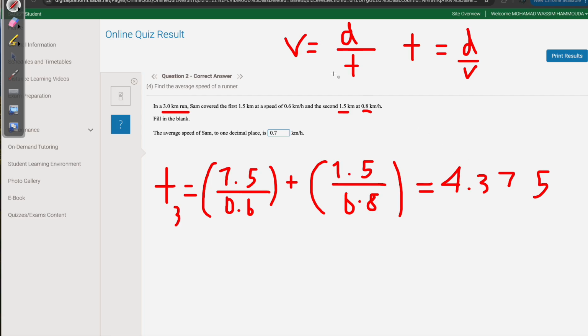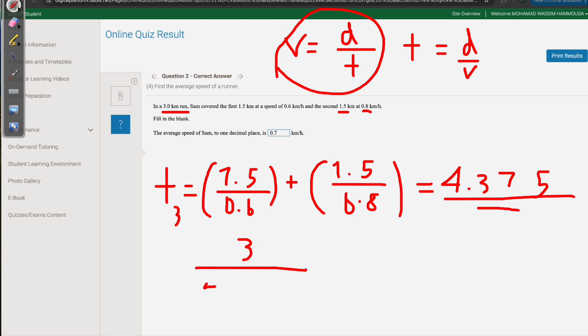And then again, velocity is distance over time. Now we have the time for the entire run, so it will be 3 over 4.375. So 3 divided by 4.375 is 0.68, which is 0.7 to 1 decimal place.